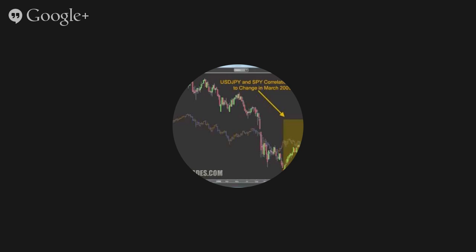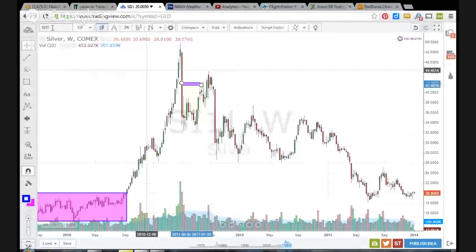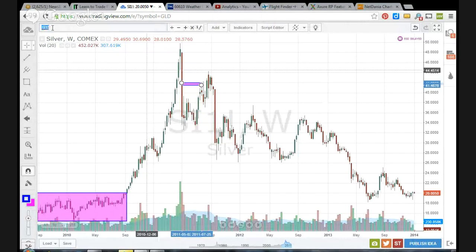So let's get started. Just a second while I get the chart set up. Right now, this is a chart of silver, the weekly chart of silver. That just relates to a conversation we were having on InformedTrades.